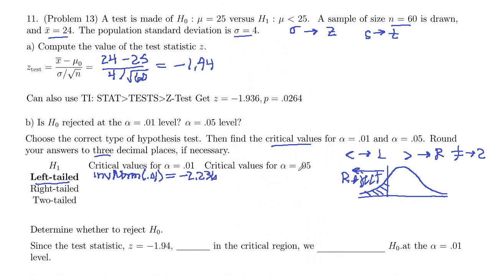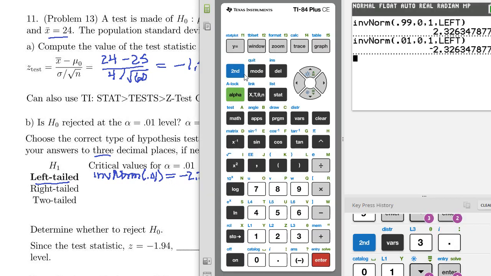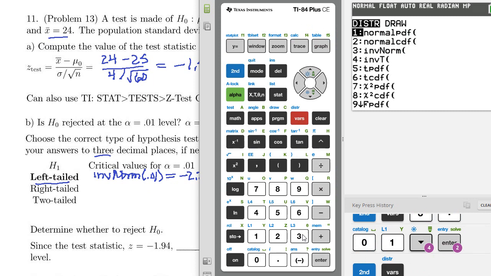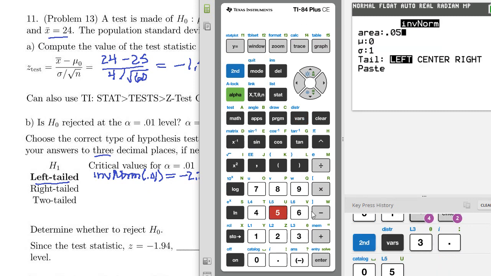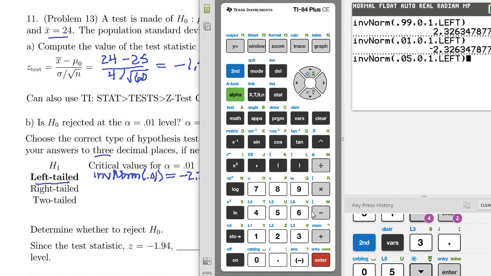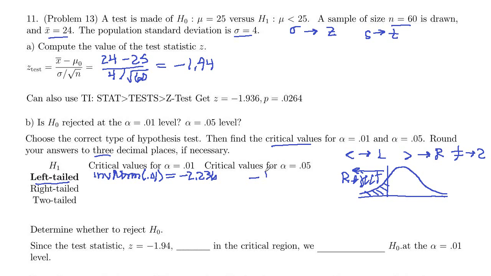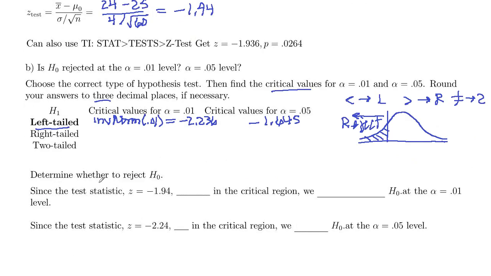And then for alpha is 0.05, we'll do the same thing, inverse norm, but with 0.05. So 2nd, VARS, inverse norm, and 0.05. Negative 1.645. And now we want to determine whether to reject the null hypothesis. So we compare our test statistic to the critical value. So our test statistic of negative 1.94.